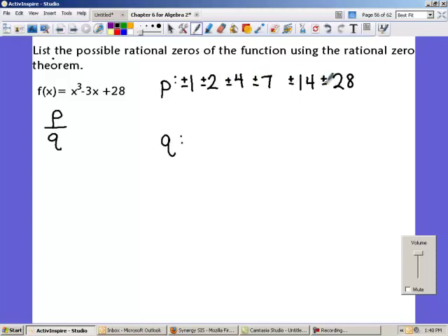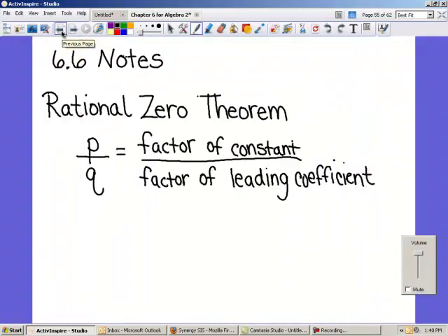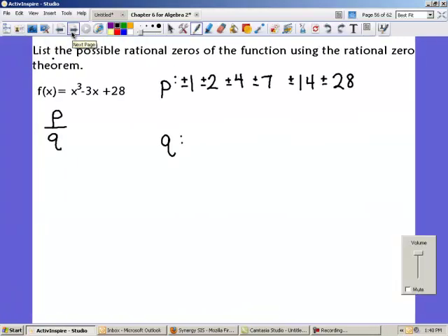Now we're going to go to the Q's. If you go back in your notes, the Q's are the factors of your leading coefficient. So let's look for the leading coefficient, which is the number that starts off this entire polynomial here, and it's a 1. Well, that's easy because the factors of 1 are just 1. We're going to put a plus minus in front of them. Now we have our P's and our Q's all written out, and the only thing we have to do is list them as a fraction.